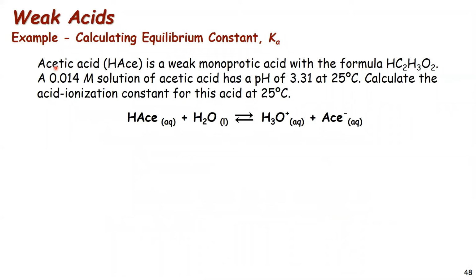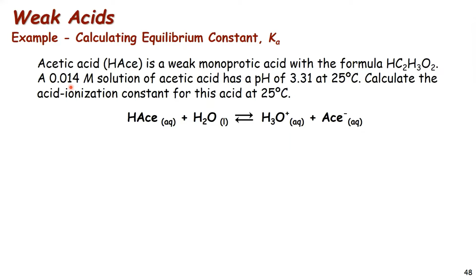Okay, let's take an example. Acetic acid, which I'm going to call HAce, is a weak monoprotic acid. Mono meaning it only has one protic, meaning acidic hydrogen. Sulfuric acid, H2SO4, is what we would call diprotic. It would have 2 acidic protons. So acetic acid is monoprotic. It only has a single acidic proton.